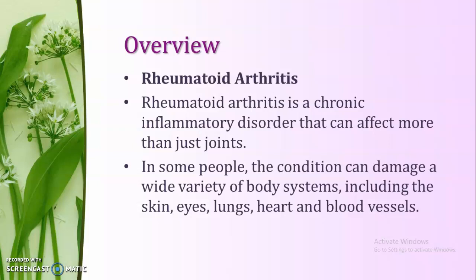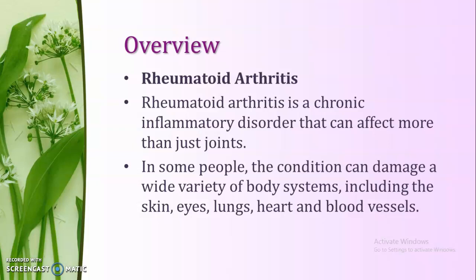So rheumatoid arthritis is a chronic inflammatory disorder that typically affects the small joints in hands and feet. Unlike the wear and tear damage of osteoarthritis, rheumatoid arthritis affects the lining of joints, causing a painful swelling that can eventually result in bone erosion and joint deformity. It is an autoimmune disorder. It occurs when the immune system mistakenly attacks the body's own tissues.